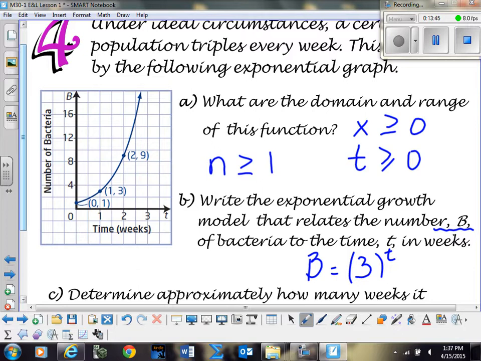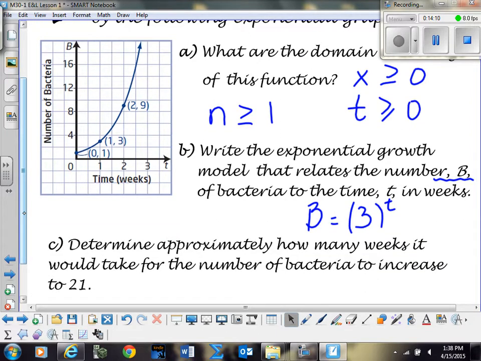And just to check to see if there is an a value, I can use the point (1, 3). If this t value is 1, then the number of bacteria is 3. 3 to the 1 is 3. So I haven't stretched this, I haven't timesed it by anything, so that a value is 1. It's just b equals 3 to the power t.